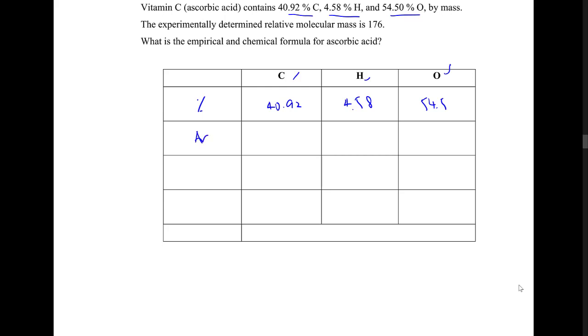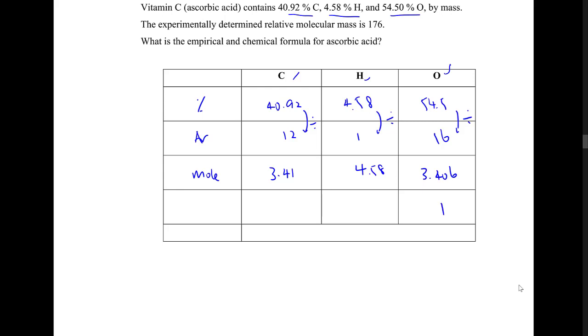You want to fill in the ARs. Carbon is 12, hydrogen is 1, oxygen is 16. You want to find the moles, so we just take the top row divided by the bottom row. 40.92 over 12 gives me something like 3.41. Hydrogen is 4.58, and 54.5 divided by 16 gets me to 3.406. We're going to divide throughout by the smallest decimal, which is 3.406.